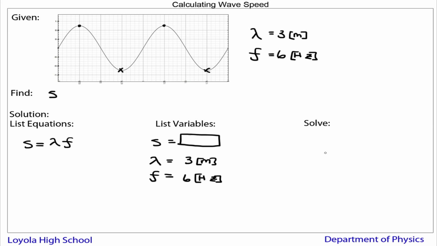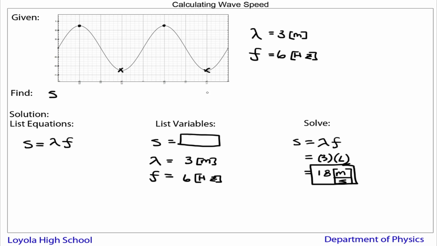And then finally, this is simply the math part. We take our equation, s is equal to lambda times f, which we have over there, which is going to be 3 times 6, which is a total of 18 meters per second. Put brackets around our units, and then we box our answer. Box our final answer. Okay.